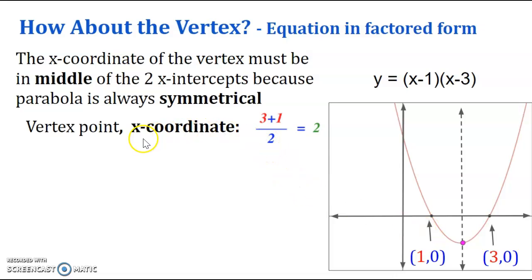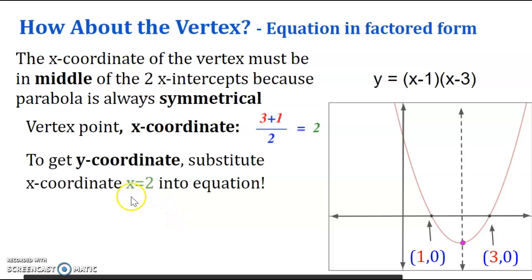So the x-intercepts are 1 and 3, and you add those two together. Taking the average means add the numbers and then divide by however many numbers you are dealing with. We added two numbers, so you divide by 2. So 3 plus 1 is 4, divided by 2 is equal to 2. So we know that the x-coordinate of this vertex is 2.